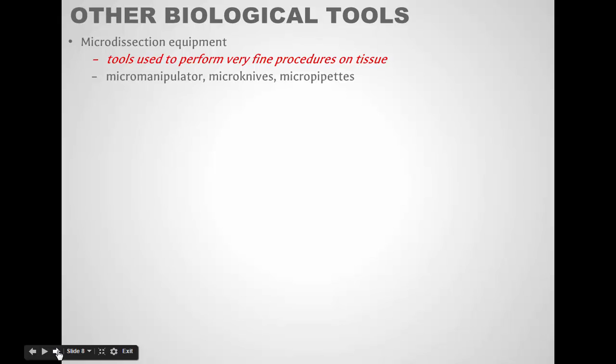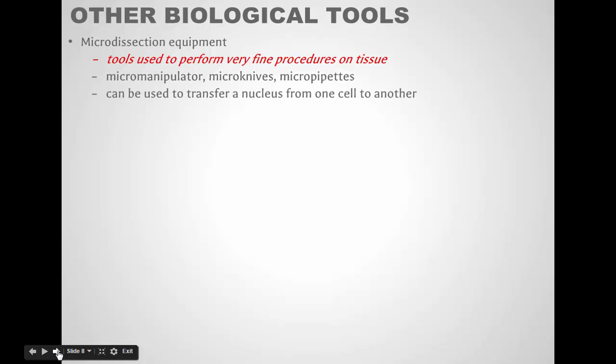There's also some other tools to talk about. When you read about the micromanipulator, that's a type of microdissection tool. These are very tiny tools that are used in conjunction, usually with a microscope, to manipulate very small things. And the different types of tools: there's a micromanipulator which can move things around, there's micro knives which can cut, there's micro pipettes which can suck things out.